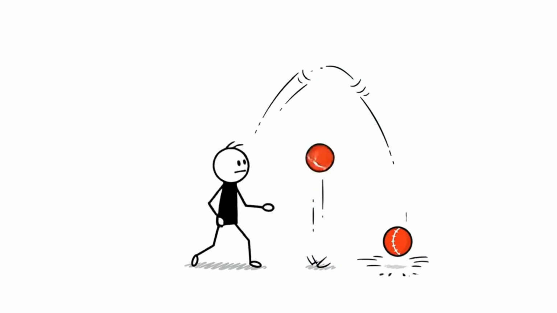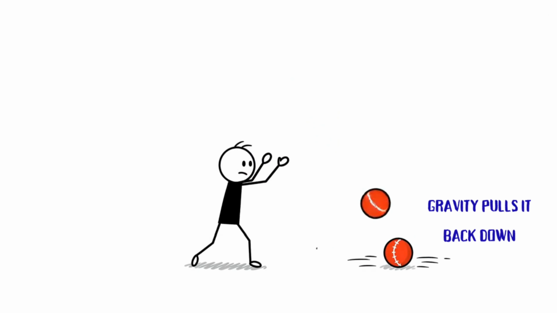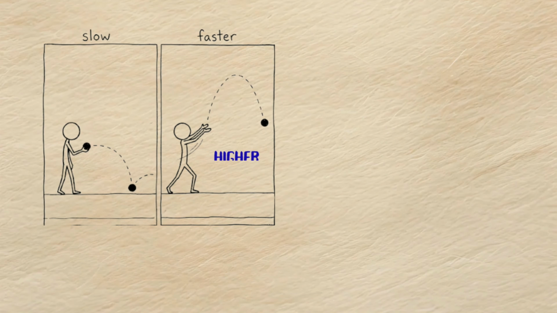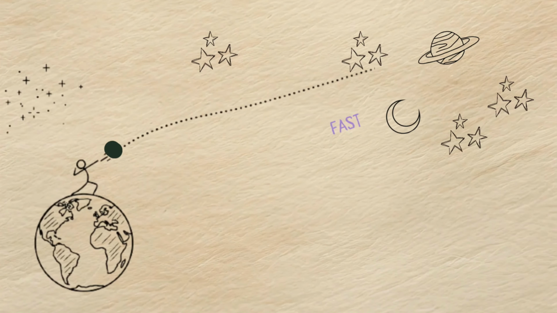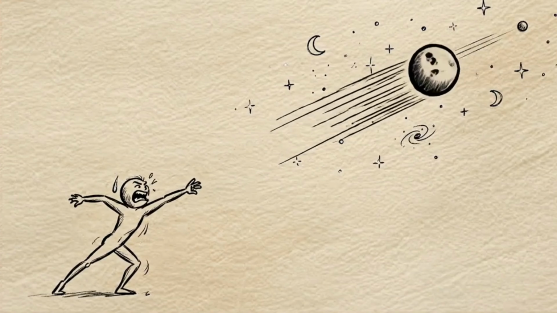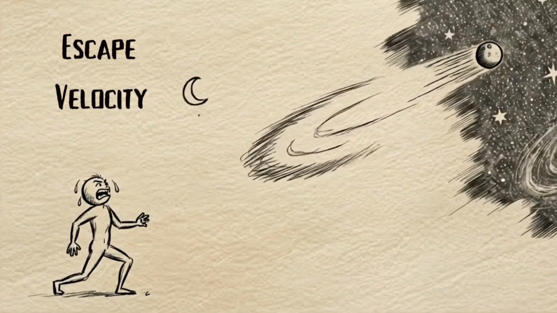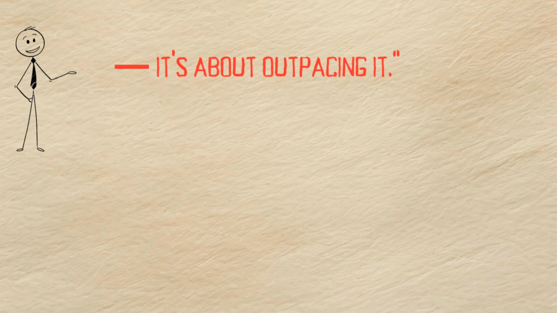A stick figure. Every time they throw a ball upward, gravity pulls it back down. The faster they throw, the higher it goes, but gravity always wins. But what if the ball is going so fast that by the time gravity slows it down a little, it's already farther from Earth, where gravity is even weaker, so it slows down even less, and it keeps going, and going, forever. That's escape velocity. It's not about escaping gravity, it's about outpacing it.